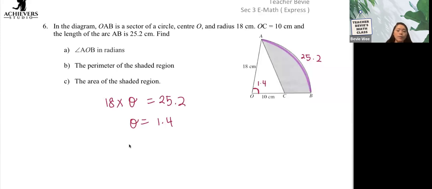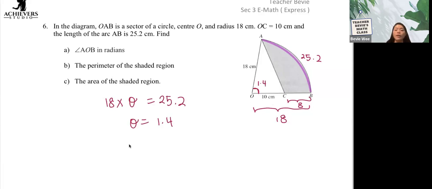Okay, next one, I want to find the perimeter of the shader. The arc length, you have already found it to be 25.2. Can everyone send me what is BC? Very good. That's right, Denzel. So this is the entire radius. And how do I find AC again?